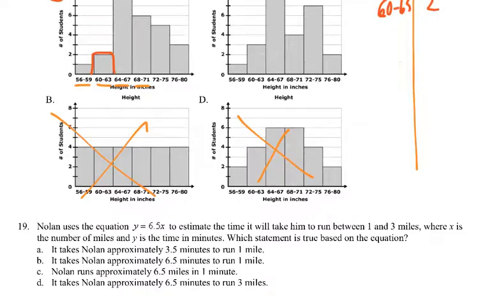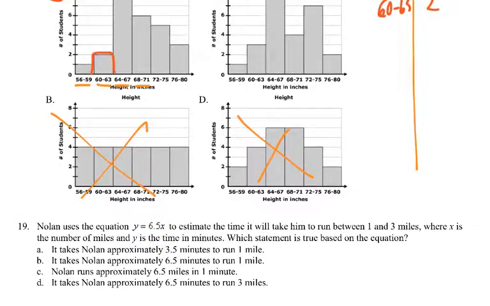Okay, number 19. Nolan uses the equation y equals 6.5x to estimate the time it will take him to run between 1 and 3 miles, where x is the number of miles and y is the time in minutes. Which statement is true based on the equation? Alright, so we've got an equation there. So that 6.5 would be our slope. That's how it's changing, right?